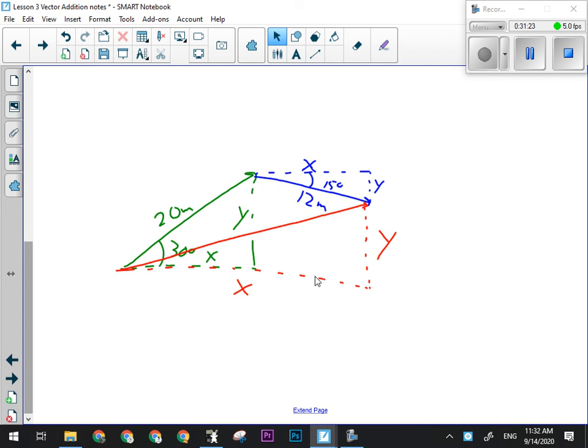Finding the parts of the right angle triangles that make up every vector. Tomorrow, sorry, not tomorrow, Wednesday, we'll look at finding vector components and adding them together. That's where we're headed. We're obviously not there just yet.